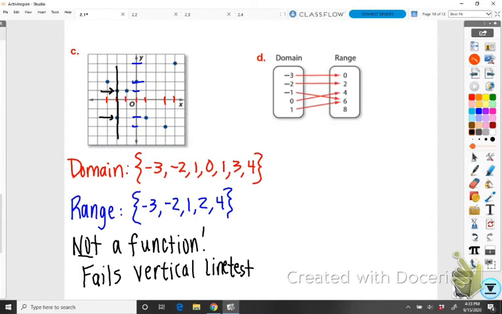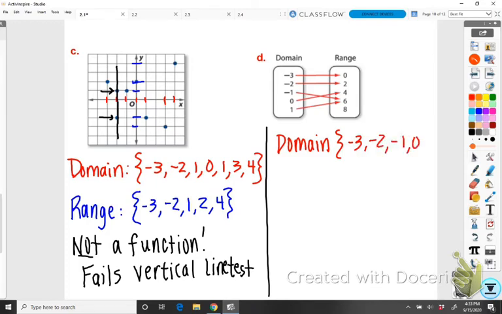And then lastly with the map. So this is nice and easy. It already kind of tells us domain and range by the above. So the domain values are -3, -2, -1, 0, and 1. Just the ones in the bubble. The range values are 0, 2, 4, 6, 8.